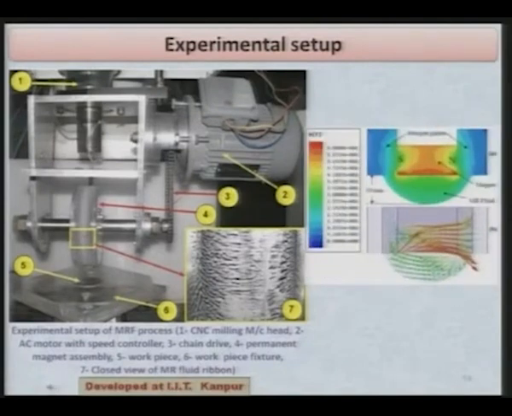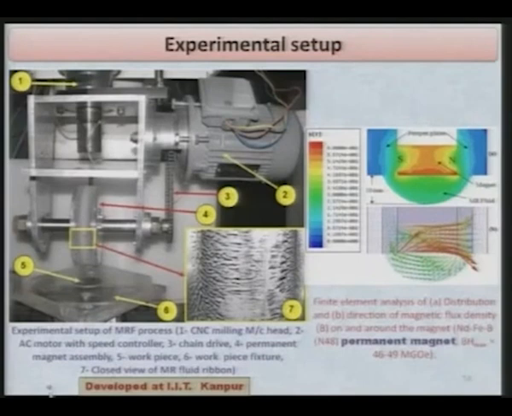Now, this shows the finite element analysis of distribution and direction of magnetic flux density on and around the magnet. Permanent magnets are used, you can see over here, and you can clearly see the areas where a very large magnetic field is there and a comparatively small magnetic field is there, and this analysis has been quite useful in developing this particular process.